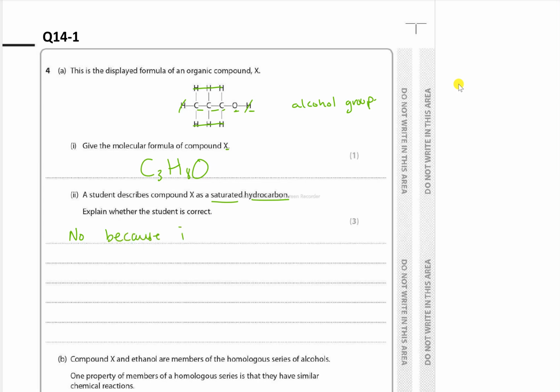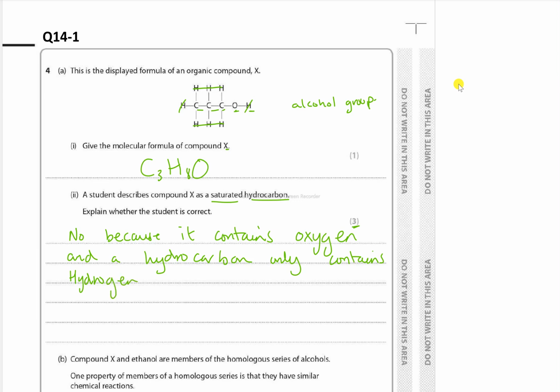Because it contains oxygen. Because there's 3 marks, you've got to just add this, and a hydrocarbon only contains what? Hydrogen and carbon molecules. Right.